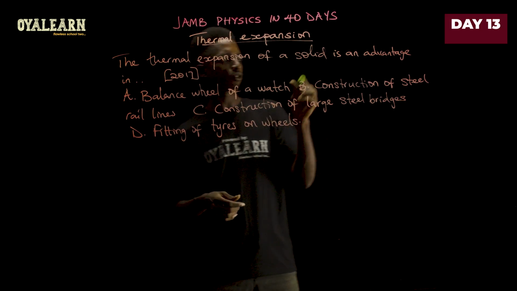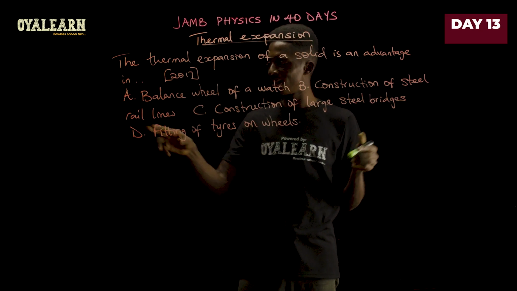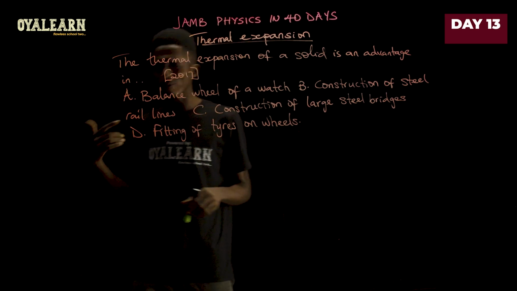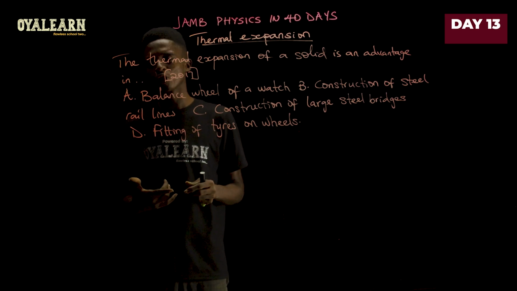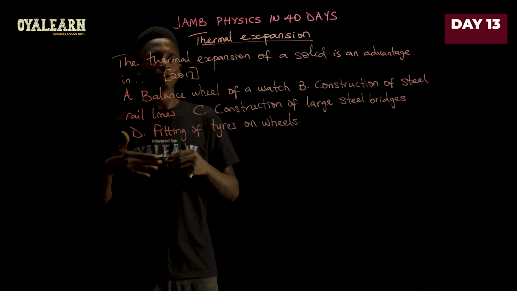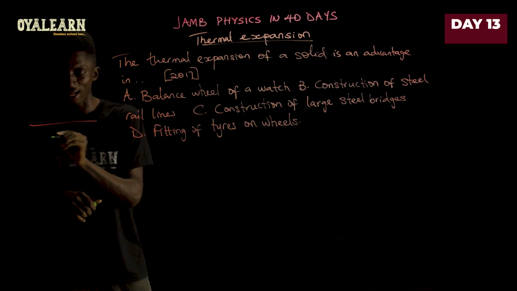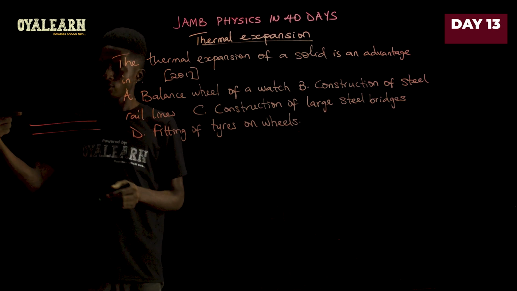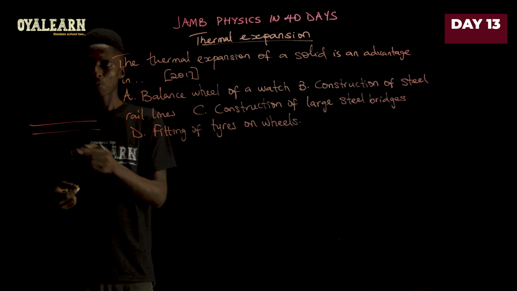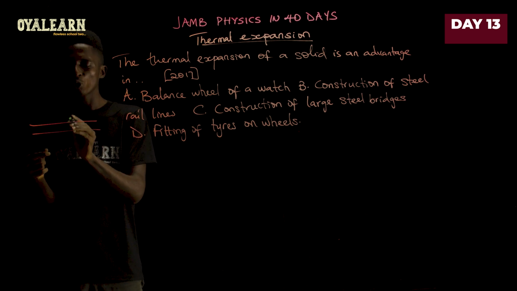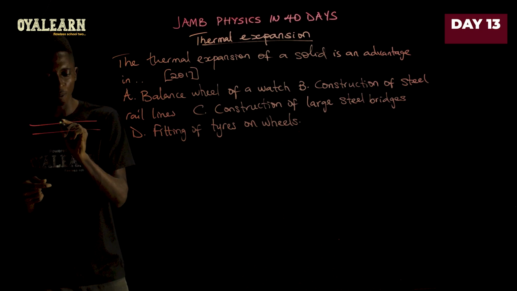Now, B, we have construction of steel rail lines. Now, during the construction of steel rail lines, you always have to factor thermal expansion into it. Otherwise, it will create a serious problem for the rail lines. Assuming these were the rail lines, for example, and the train is supposed to run on top of this. By the time it begins to expand, what you will observe is that this place will begin to bulge.